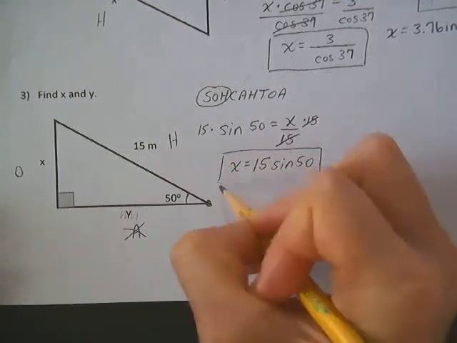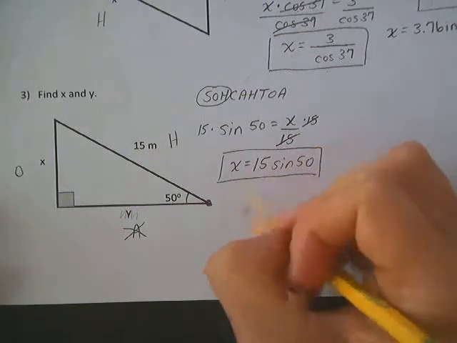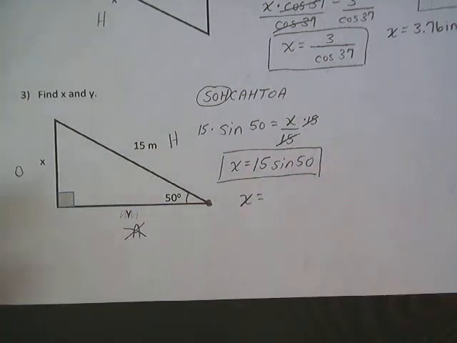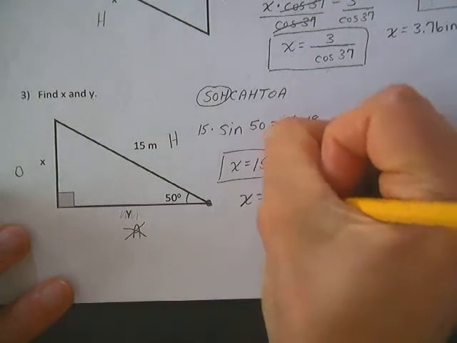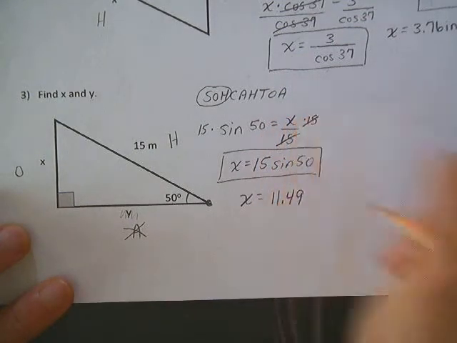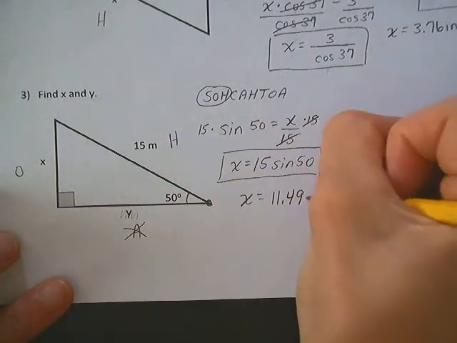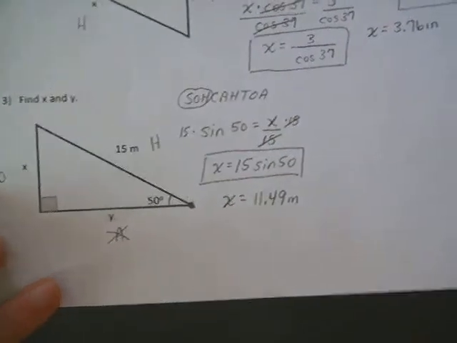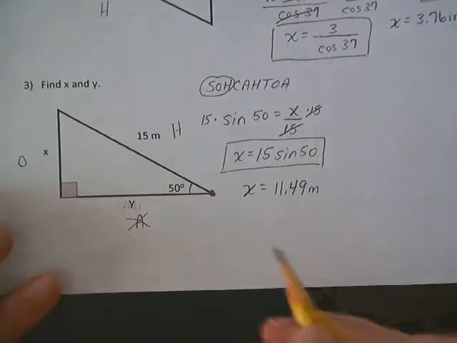So again, you can leave your answer like that, or you can type it in. And so if I type it in real quick, 15 sine of 50, we get 11.49. Okay, so there's x, and my units are meters. So I'm going to put meters. All right, now I've found x.